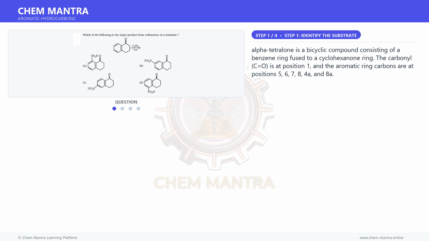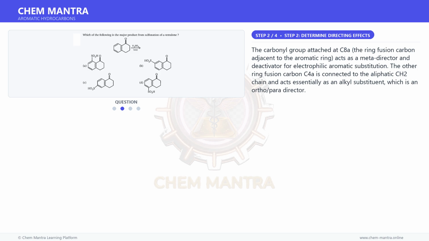Alpha-tetralone is a bicyclic compound consisting of a benzene ring fused to a cyclohexanone ring. The carbonyl C=O is at position 1 and the aromatic ring carbons are at positions 5, 6, 7, 8, 4A and 8A. Moving on to the next step.